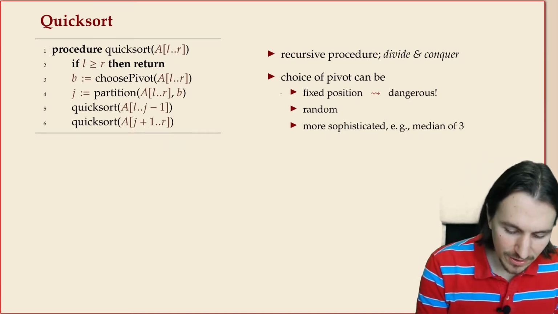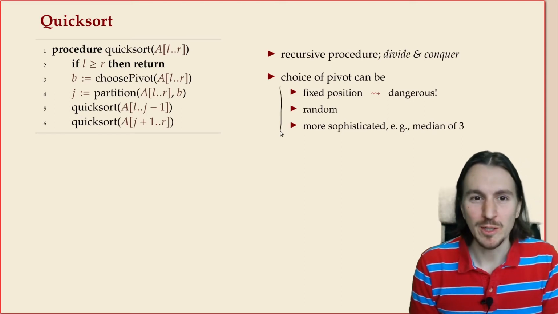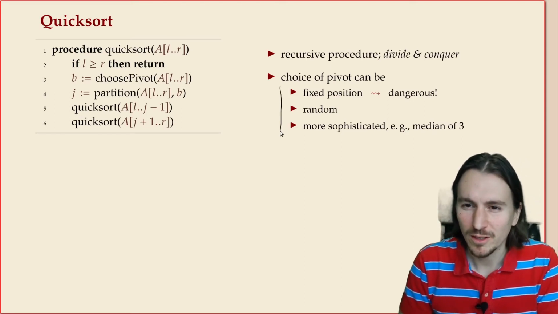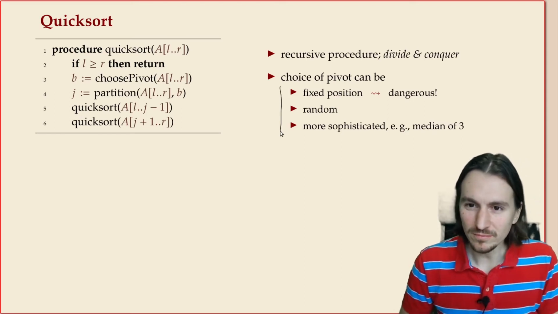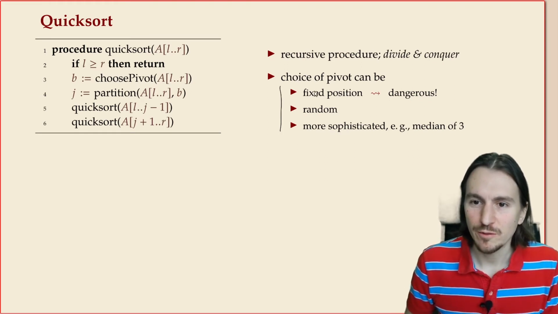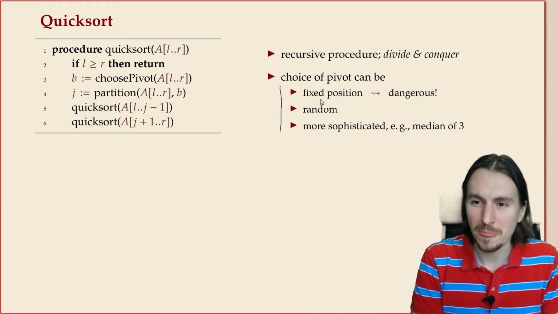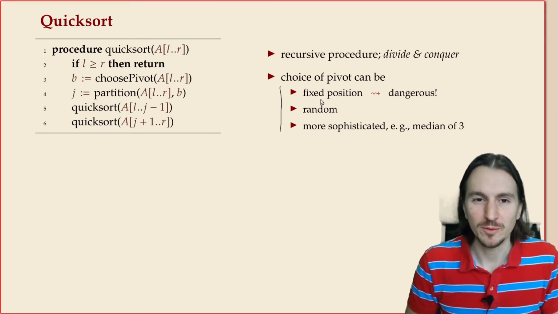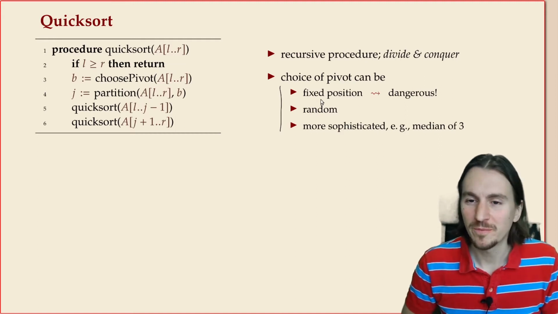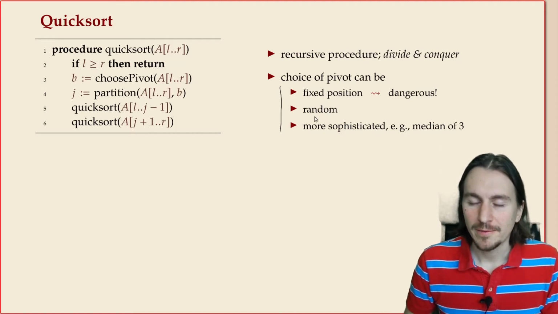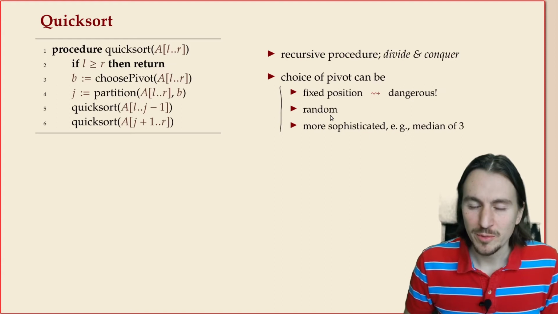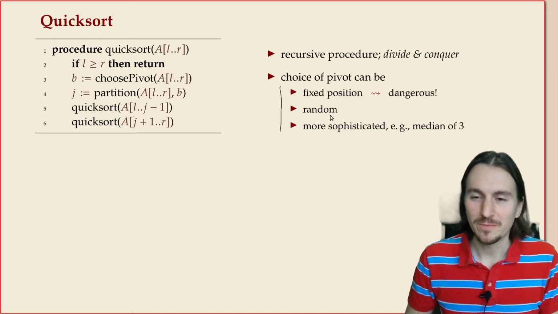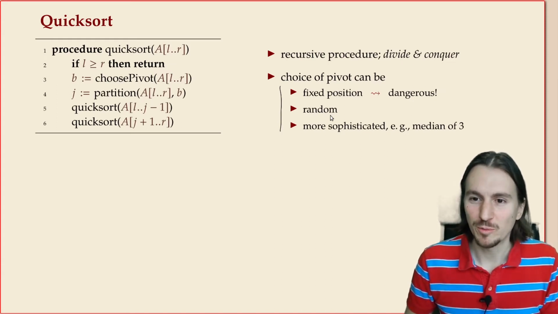Okay, the choice of the pivot turns out to be very important. We'll come back to that. If you take any fixed position like the first one, that's a bad idea because you can get worst case inputs very easily and they might not be infrequent. A random position is much, much better than that. It's a very sensible choice.